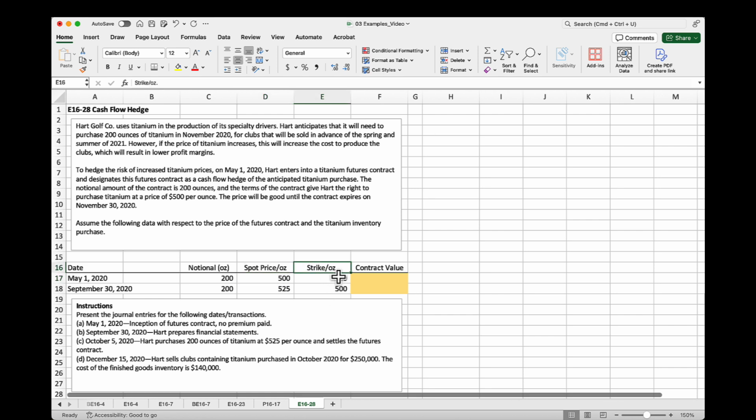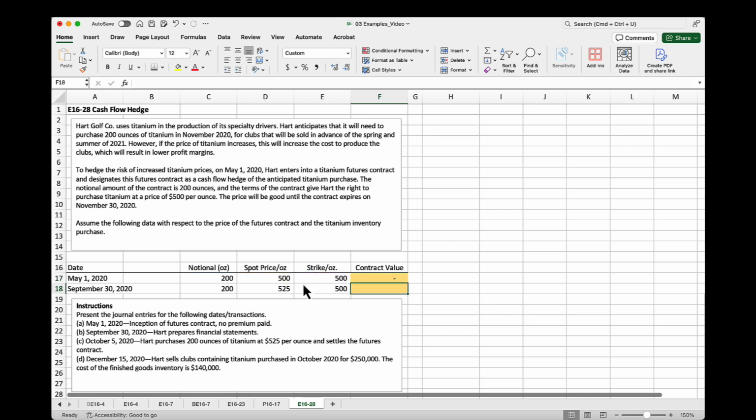And then we have our strike price, which is the contracted value. So as of the start of our contract, in this case, we did not pay anything to get into the contract. So our cost here, or the value of our contract, is $0 because we have our notional amount times our spot price minus our strike price, and that gives us $0.